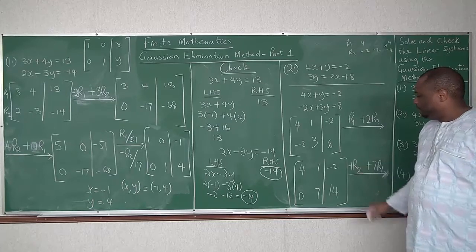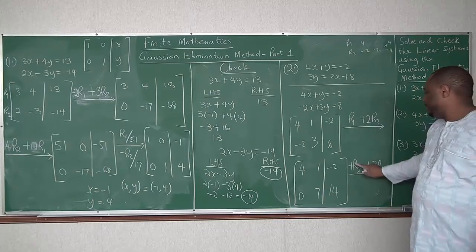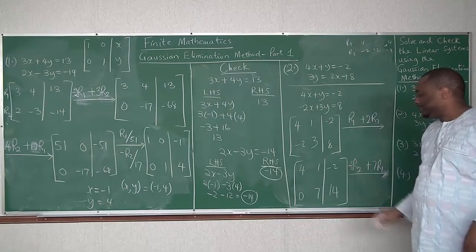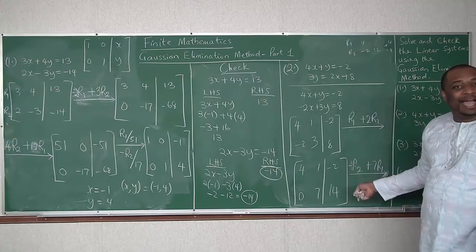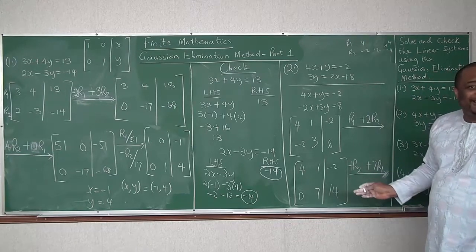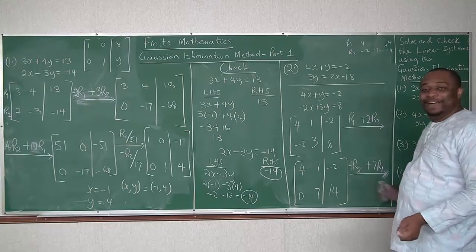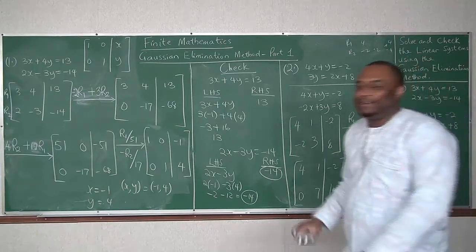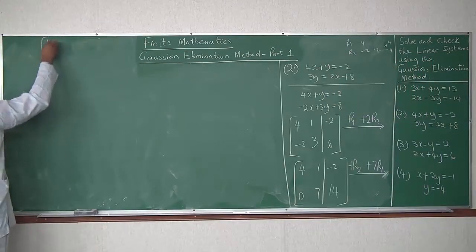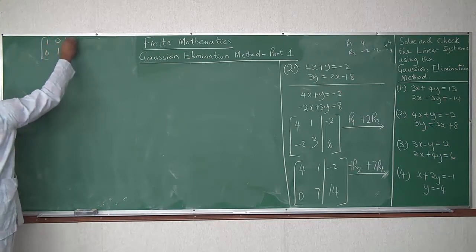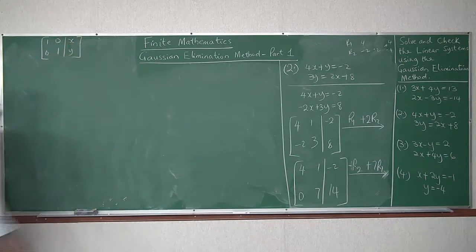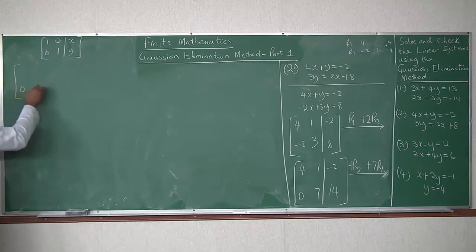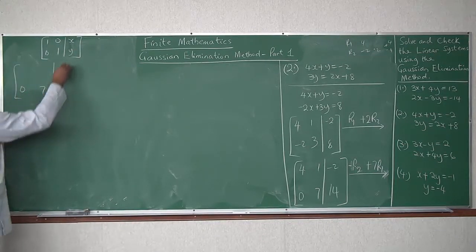Some people will write negative 1 R2. That's fine. I just want to write negative R2. If you want to write negative 1 R2, that is fine. Okay? Let's complete this stuff. What do we have left? What does not change? Row 2. We write it first. 0, 7, 14.